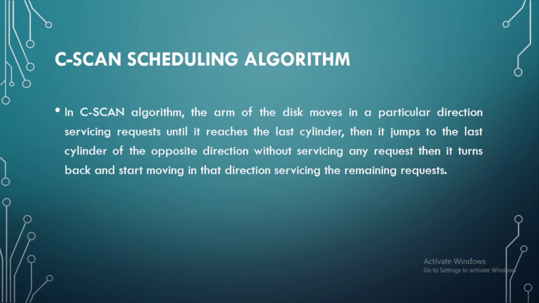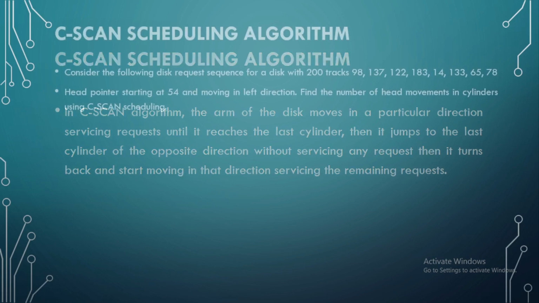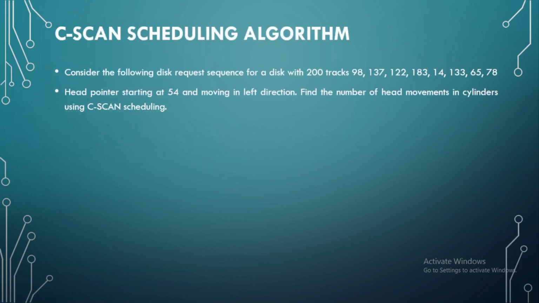So we have an example to understand the C-scan, circular scan algorithm. The same question. Consider the following disk request sequence for a disk with 200 tracks. Requests in the order 98, 137, 122, 183, 14, 133, 65, and 78. The head pointer is at location 54 and moving in the left direction. We have to find the number of head movements in cylinders using circular scan scheduling.